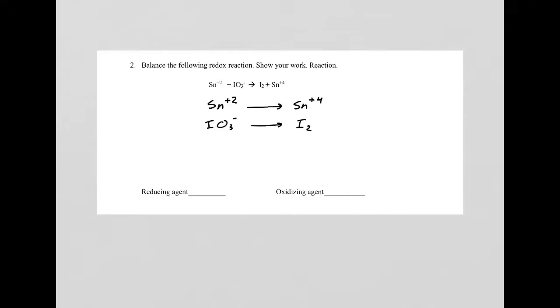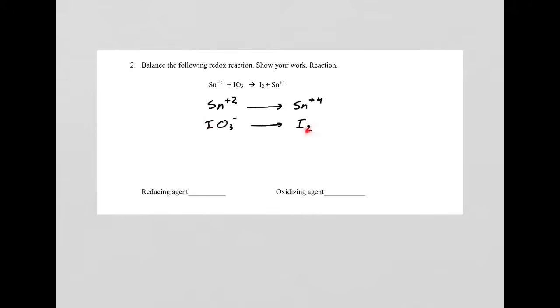Right, 2 half reactions. You balance everything except oxygen, hydrogen, and charges. I have one Sn. Sounds good. There is no oxygen. There is no hydrogen. Makes my life easy. That's good. Let's not question it.